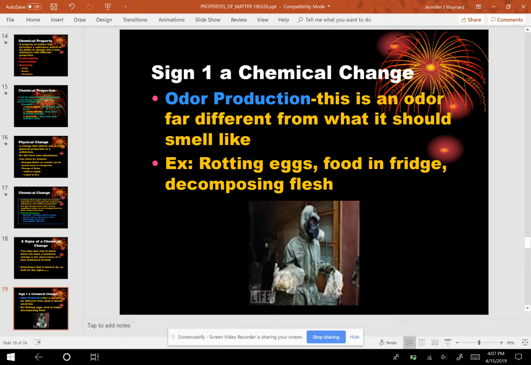We look for an odor production. Remember, we're always wafting. Let's do the wafting. This is an odor far different from what it should smell like in everyday life. This would be rotting eggs, food in the fridge that's gone bad, decomposing flesh. Most of us know the very peculiar smell of that. That's a chemical change.